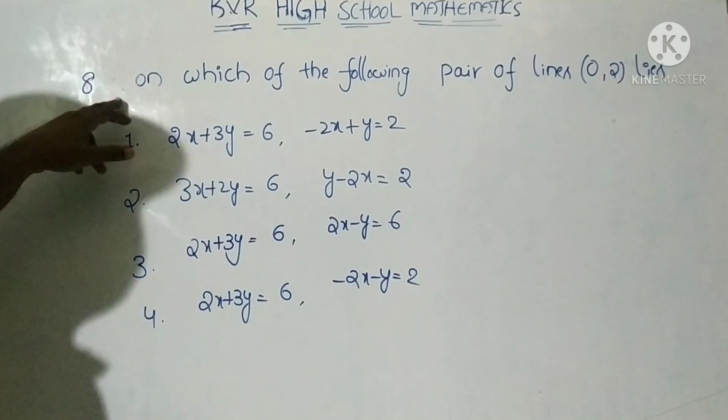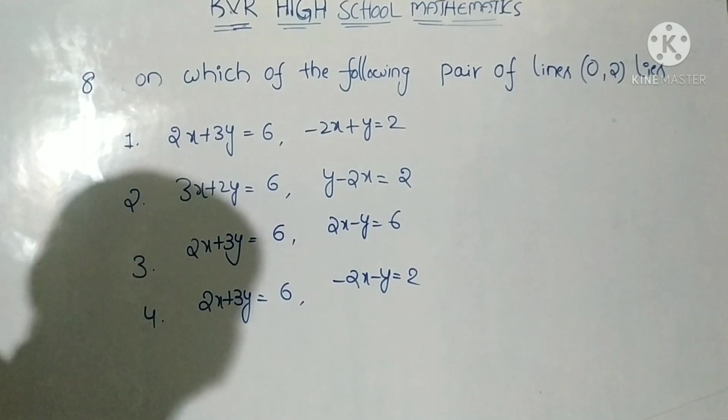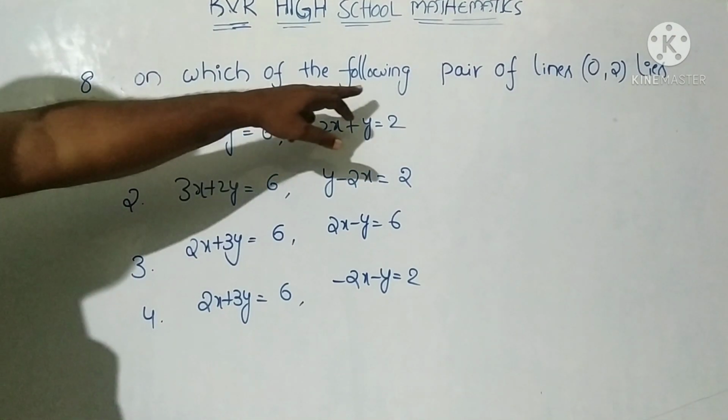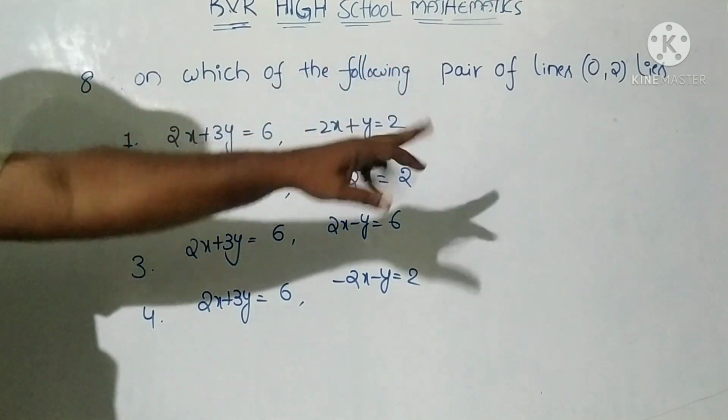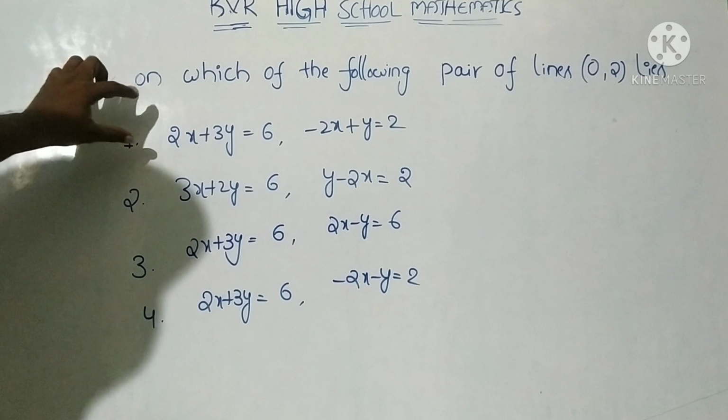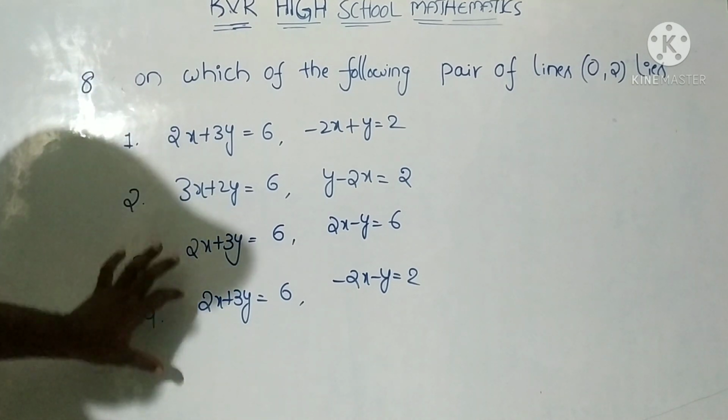Next, eighth question. On which of the following pair of lines does 0, 2 lie? Once observe the four options.